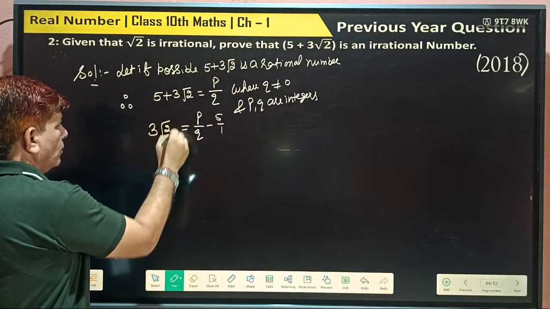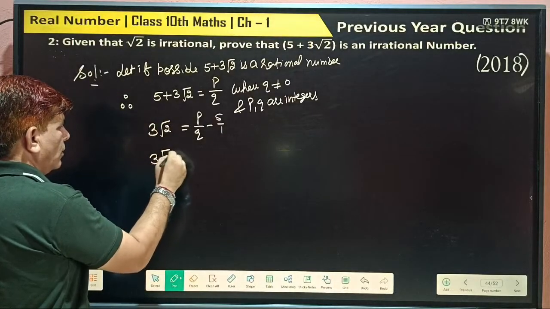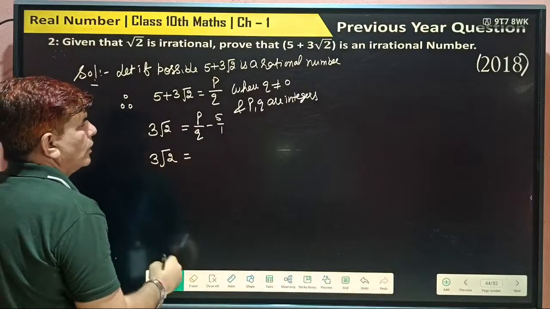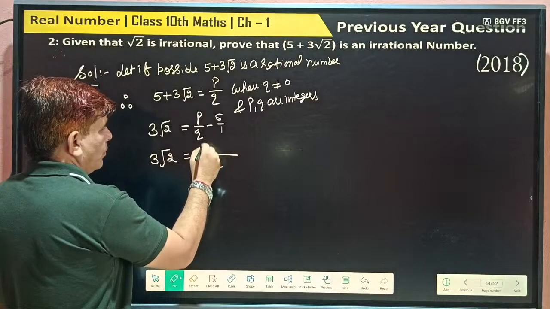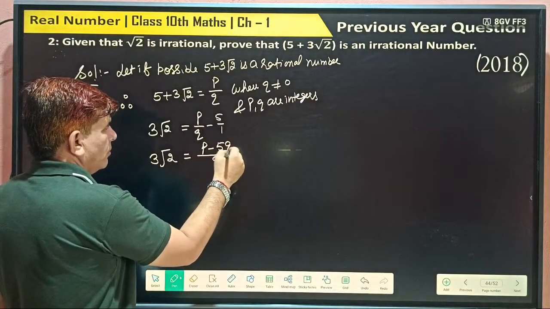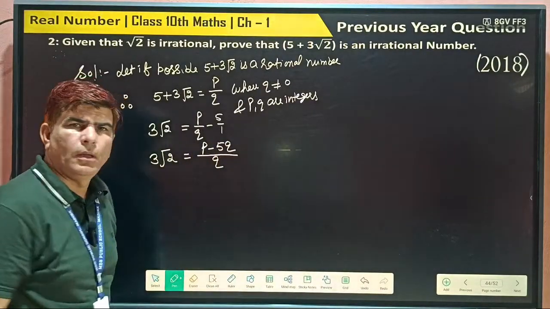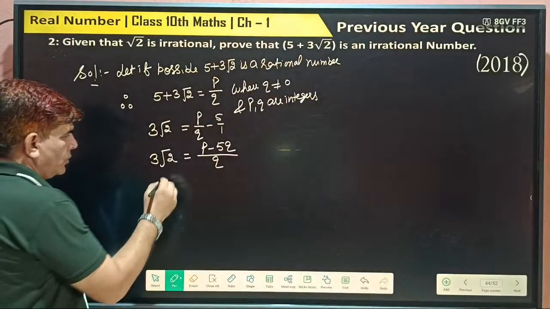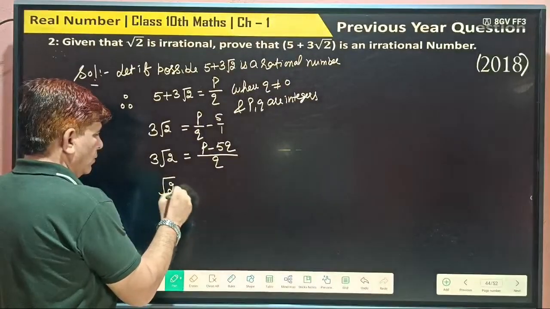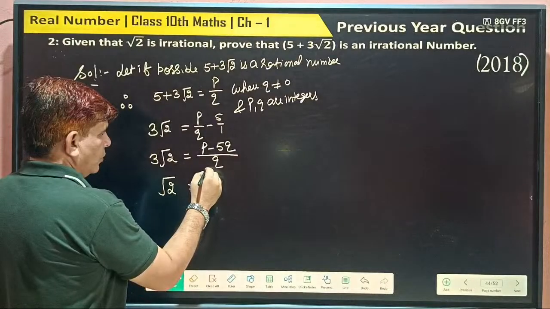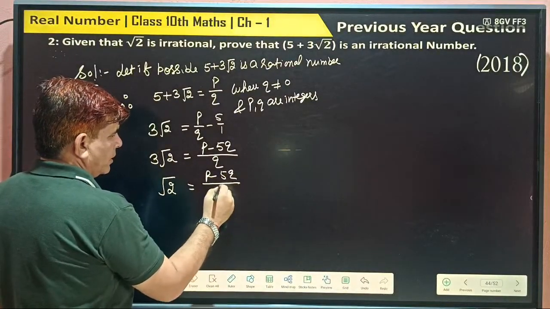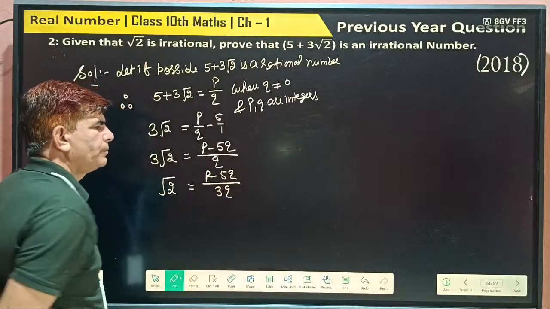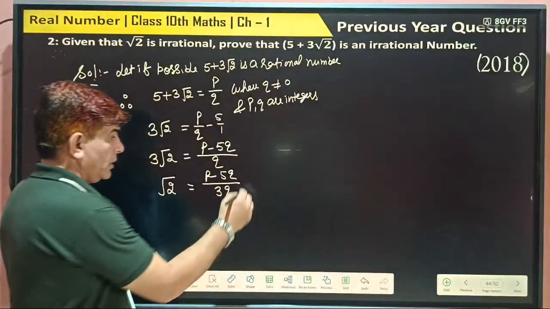3 and root 2, so 3 and root 2 equal to what? Q is your LCM. So P minus 5Q. Understood? And this we can write 3 root 2 equal to P minus 5Q by 3Q. Understood? This is first.